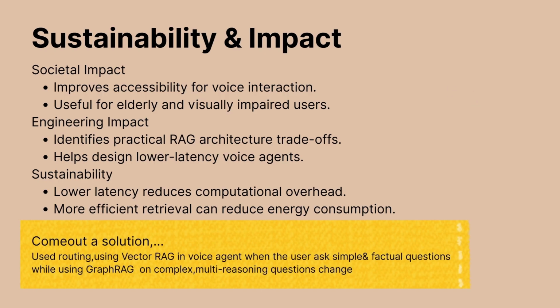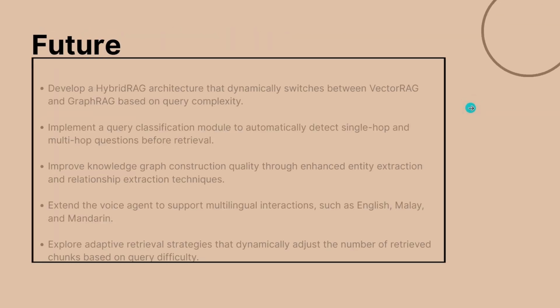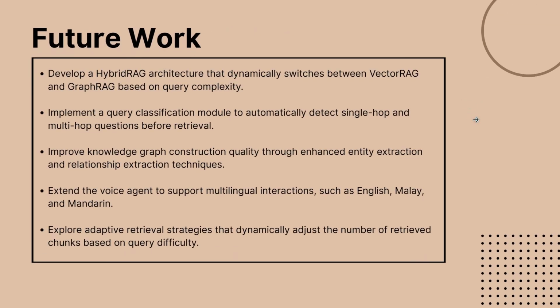So we come up with a solution using a routing skill: using VectorRAG in the voice agent when users ask simple factual questions, and using GraphRAG on complex multi-hop reasoning questions. Next, the future work. Our main goal is to build a hybrid RAG architecture. We will use a query classifier to automatically route simpler single-hop questions to VectorRAG and complex multi-hop questions to GraphRAG.